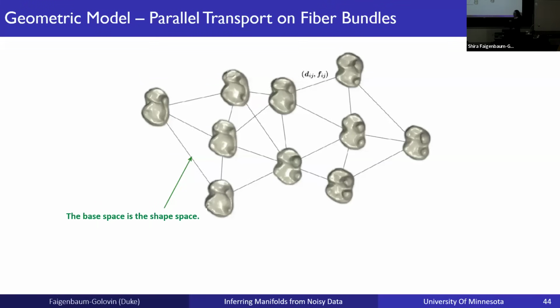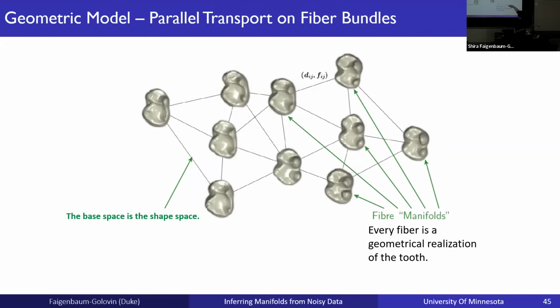Now, if we go back to our structure, we have those shapes. The base space, the S1 that we talked about before, is the shape space. And the fibers are the generalization of those surfaces. Those are the fibers, the R's that we were talking about before. So what we wish to do is use the parallel transport, as well as the distances between those surfaces, to perform a better manifold learning.